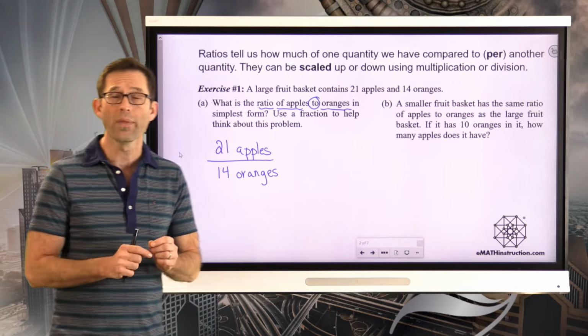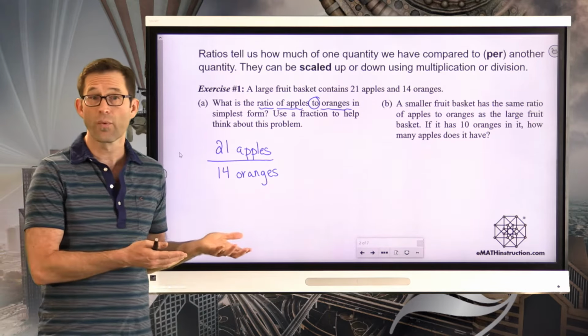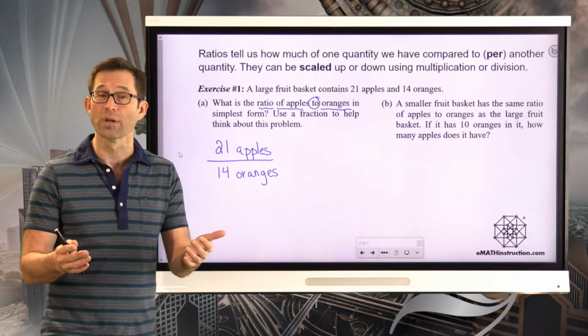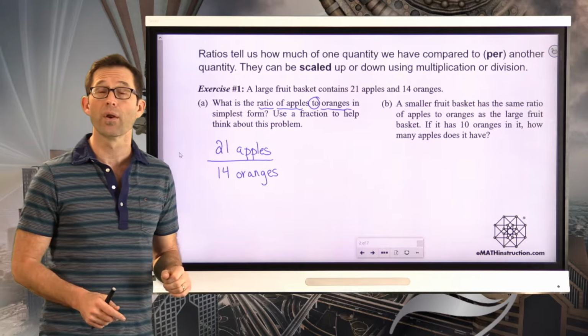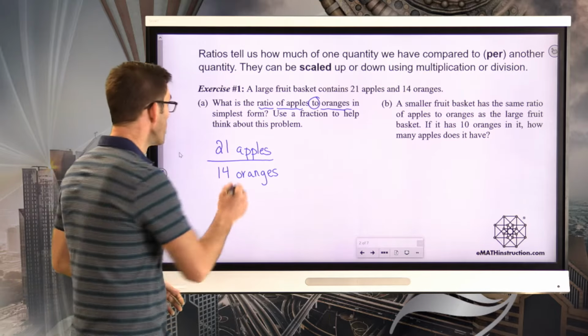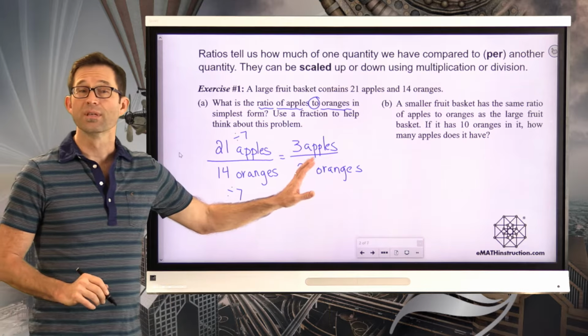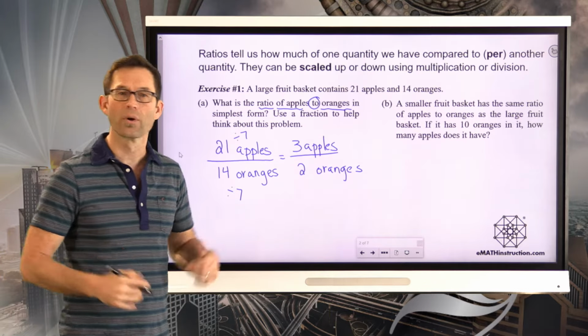Now, what we want is this ratio in simplest form. This is the ratio 21 to 14, but we can reduce this because it's a fraction. Both the numerator and the denominator are easily divisible by 7. So just like putting a fraction in its simplest form, we can divide both of these. Again, I'm going to carry along these units, 3 apples, 2 oranges, and that's our simplest form, at least of the ratio in terms of a fraction.